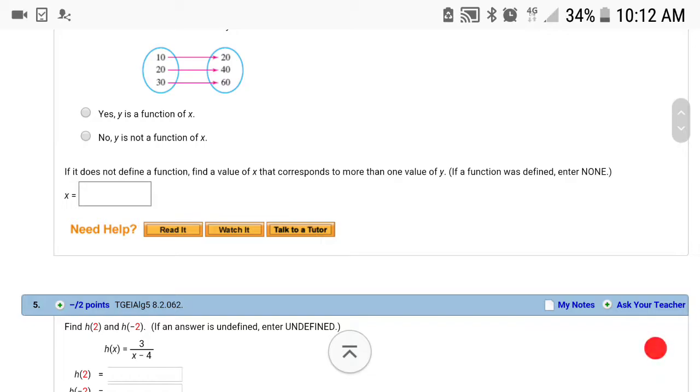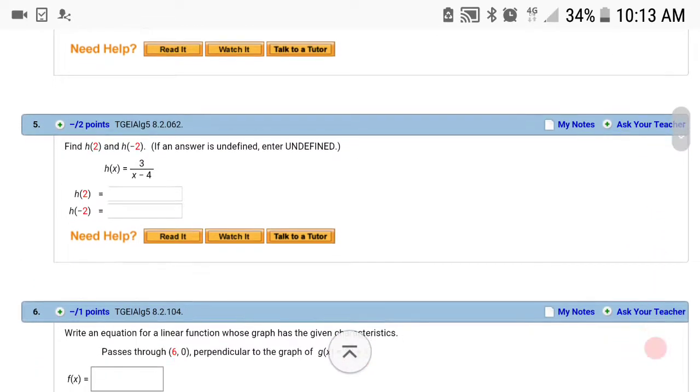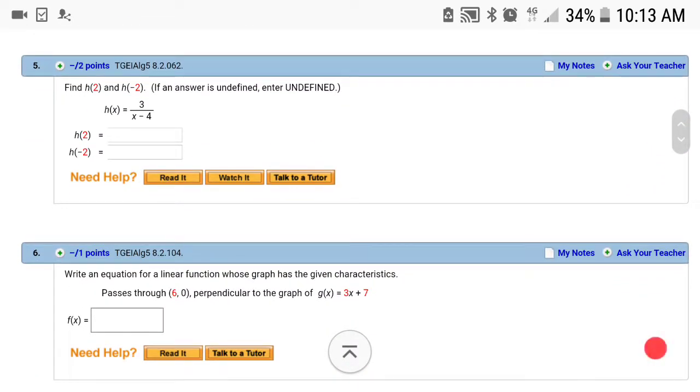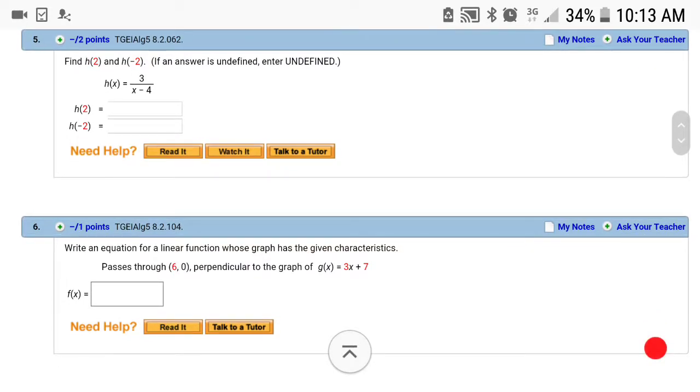So 10 goes to 20, 20 goes to 40, 30 goes to 60. If 10 had gone to 20 and 10 had also had an arrow going to 40, it would not be a function. But this is a function. Number 5, you just have to plug in the value of 2 where the x is and then simplify. So you don't do anything on the left-hand side of the problem. That's just a name. You just plug in a 2. So you get 3 divided by 2 minus 4, or you plug in the negative 2.